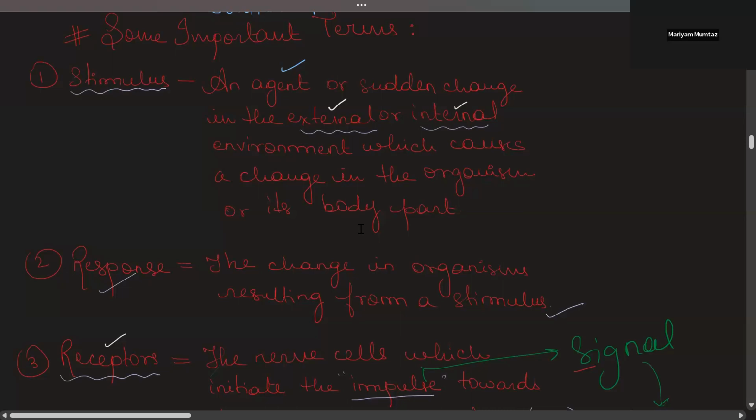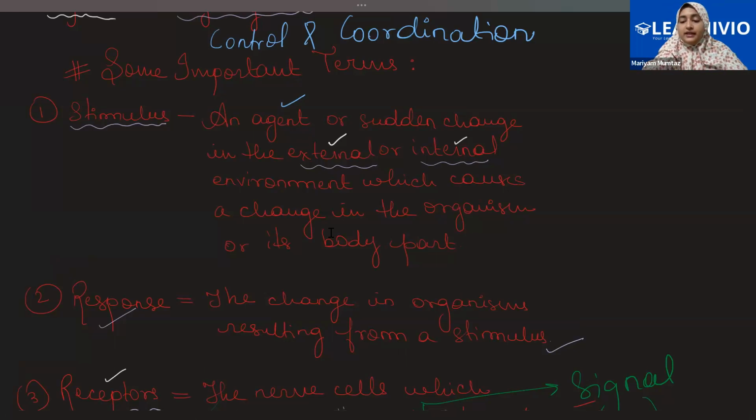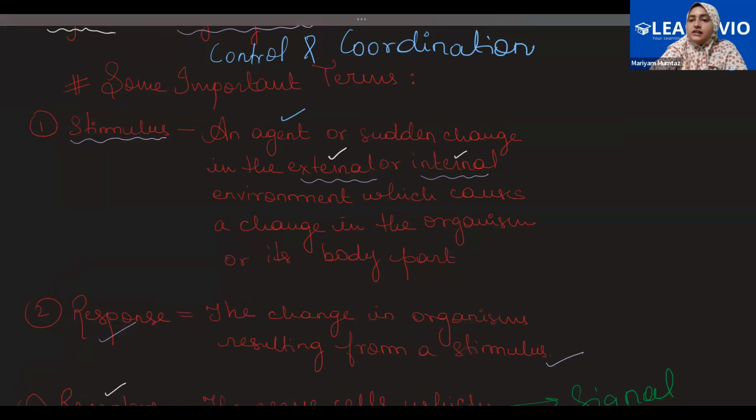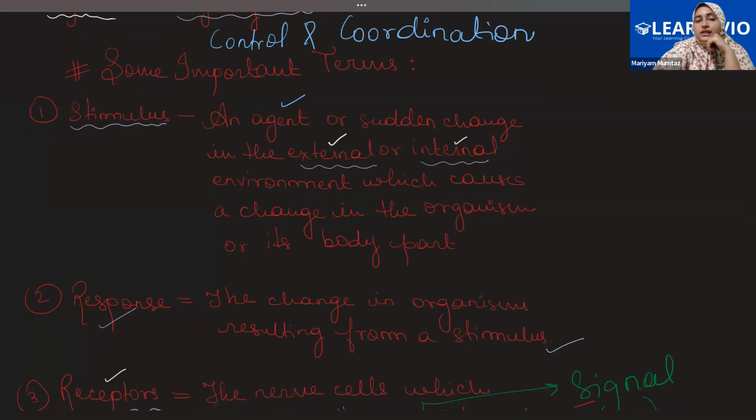Yes, ma'am. Okay. Now see, as far as the chapter control and coordination goes, before we dive into the chapter completely, first we must know some of the terminologies associated with the nervous system and how the nervous system works. So we have the proper terminologies present. Some of the important terms that we are going to see in this particular chapter. Now the first one is stimulus.